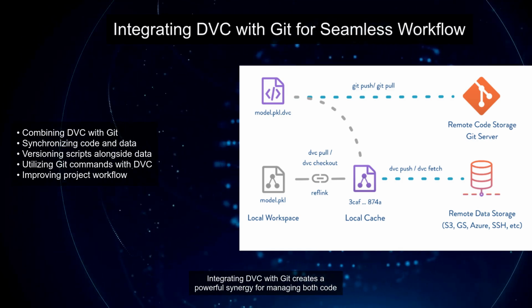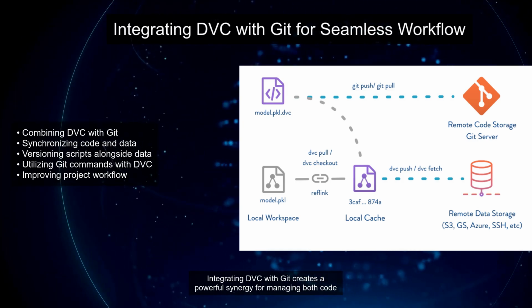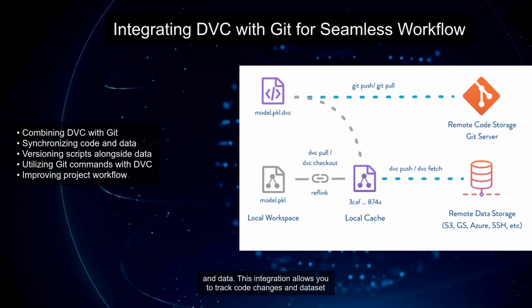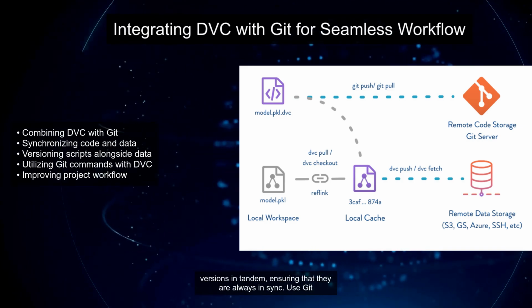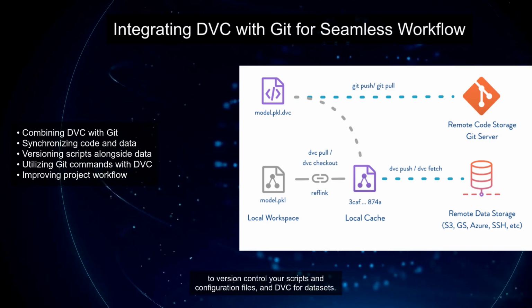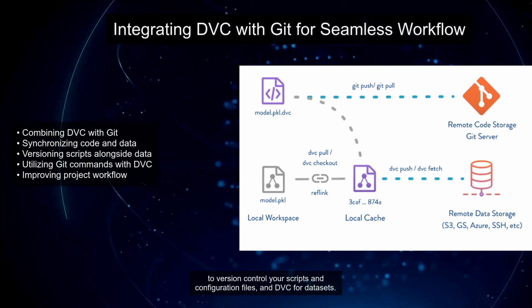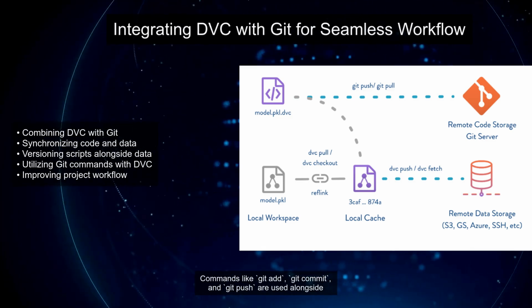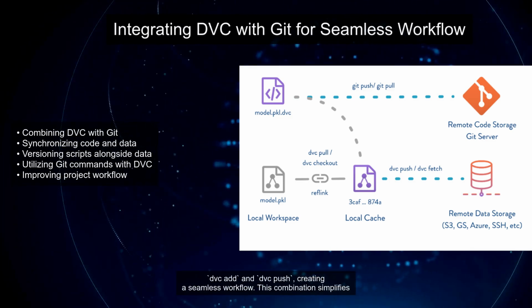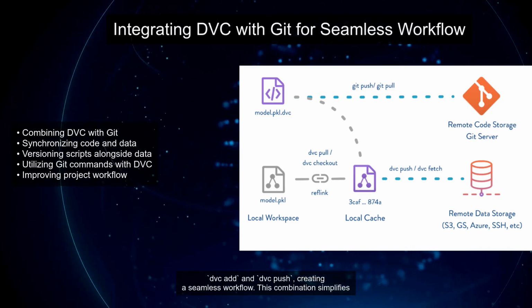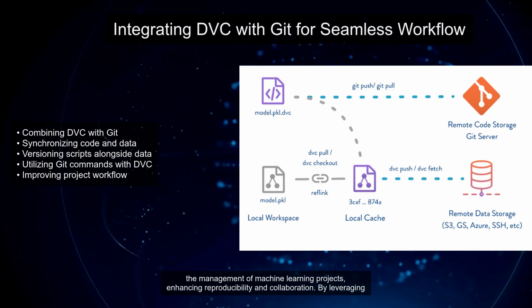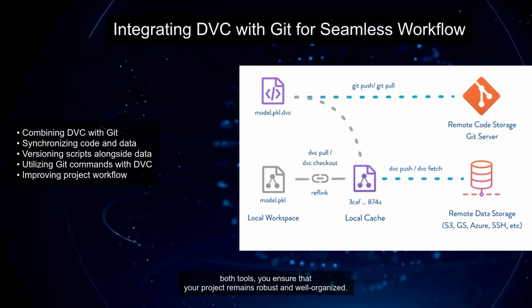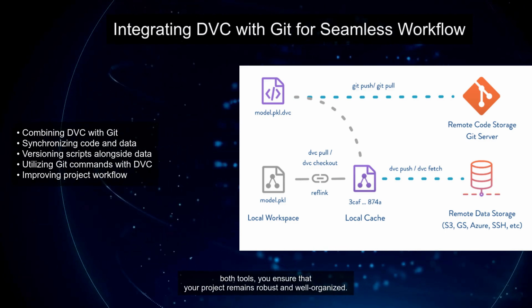Integrating DVC with Git creates a powerful synergy for managing both code and data. This integration allows you to track code changes and dataset versions in tandem, ensuring that they are always in sync. Use Git to version control your scripts and configuration files, and DVC for datasets. Commands like git add, git commit, and git push are used alongside dvc add and dvc push, creating a seamless workflow. This combination simplifies the management of machine learning projects, enhancing reproducibility and collaboration. By leveraging both tools, you ensure that your project remains robust and well organized.